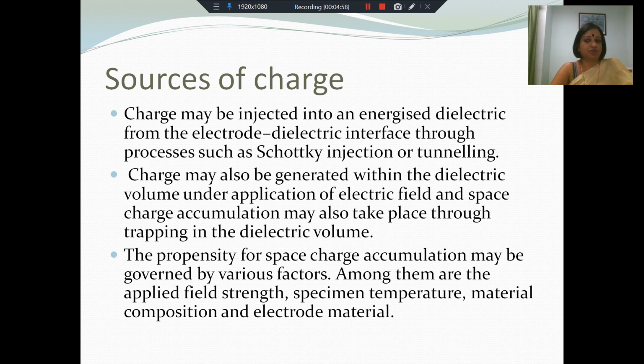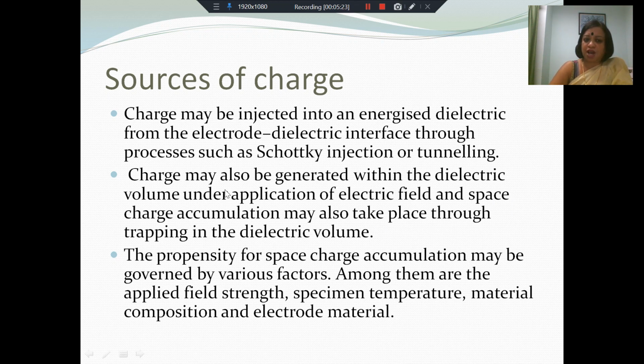Not only that, due to the application of electric field, there might be processes by which charges are generated in the material. For example, charges can detrap and travel around. There might be reactions taking place which cause charge production. There can be ionization, there can be excitation. So the electric field in itself can be a cause for charge generation within the material.